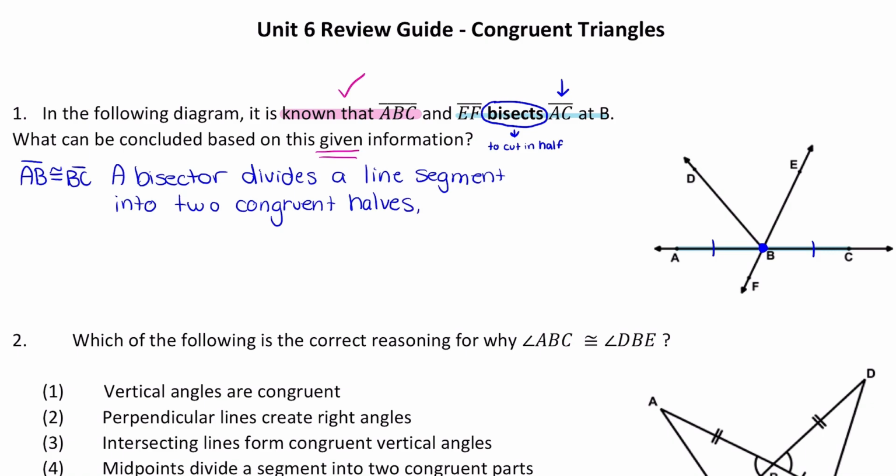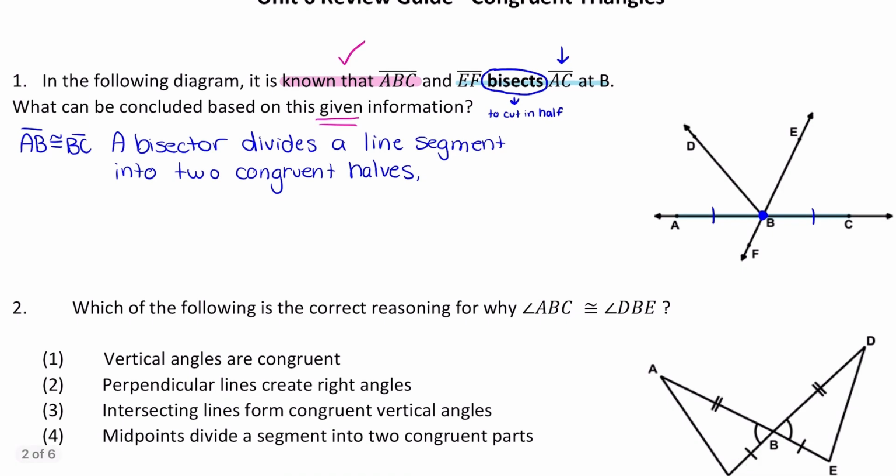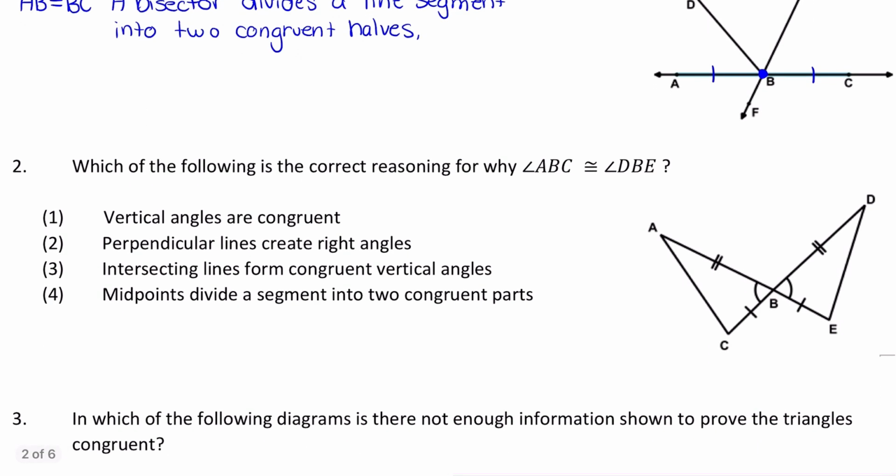Right? So now I have number 1 done, and it really taught us that we really need to focus on those words that could get caught in the mix or lost in the mix, I guess I should say. So now let's take a look at number 2. Number 2 says, which of the following is the correct reasoning for why angle ABC is congruent to angle DBE? Okay, so it's really important that we identify where those angles are. So angle ABC is right here.